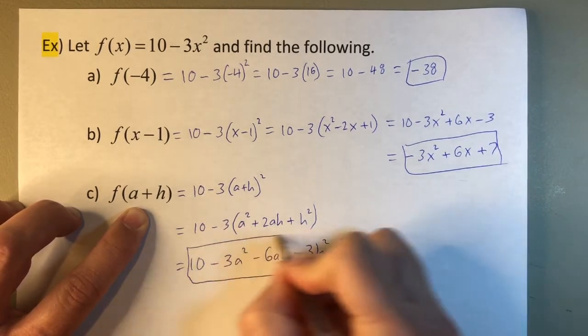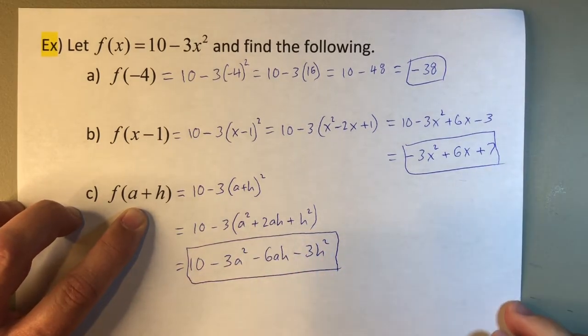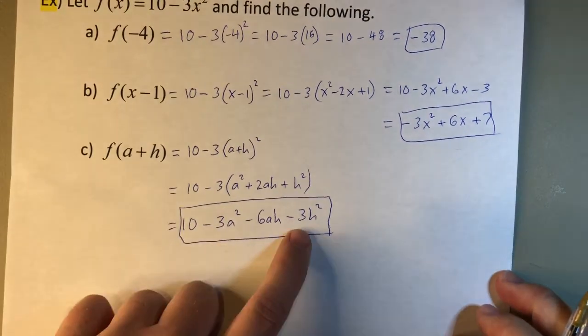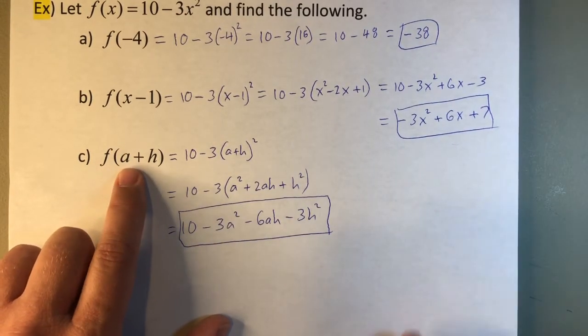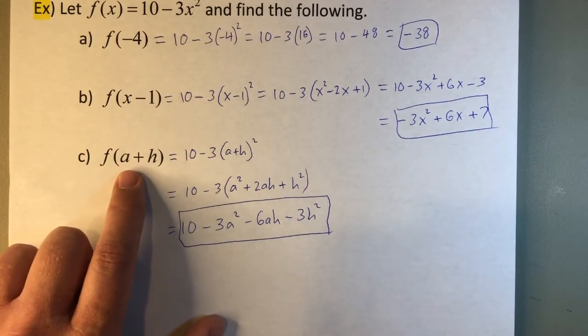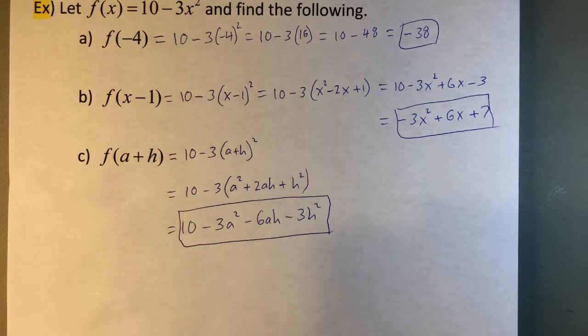10 minus 3a squared minus 6ah minus 3h. Again, this is going to be critical. You know how to work with this function notation, this one specifically, because it'll be part of the difference quotient, and ultimately, in calculus, a part of the definition of the first derivative.